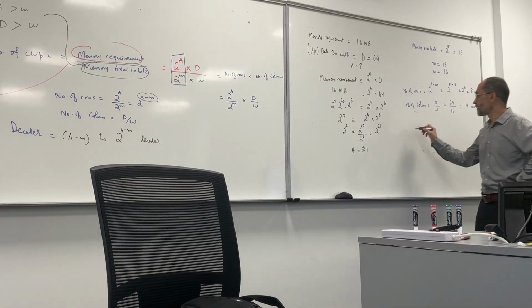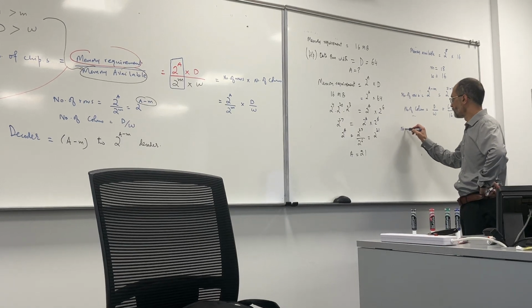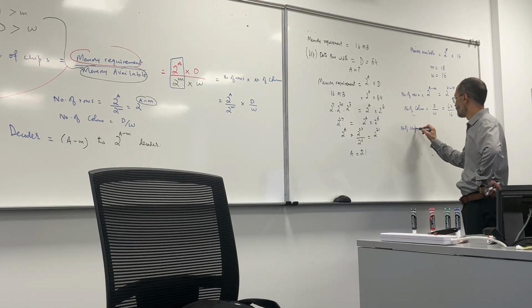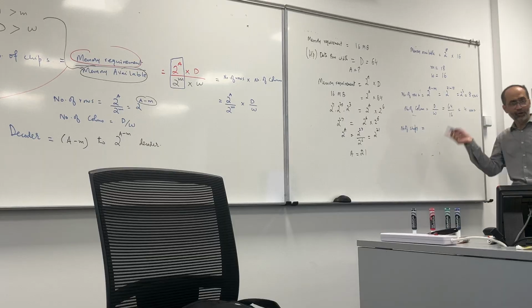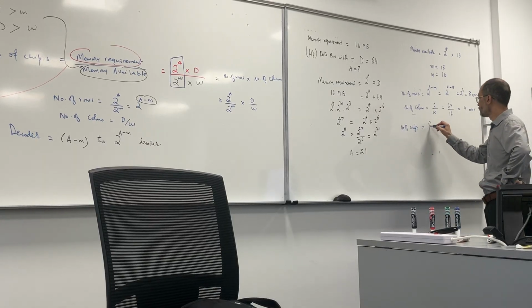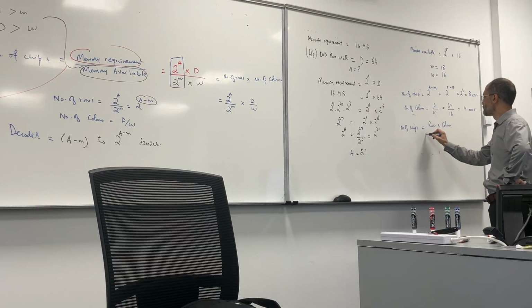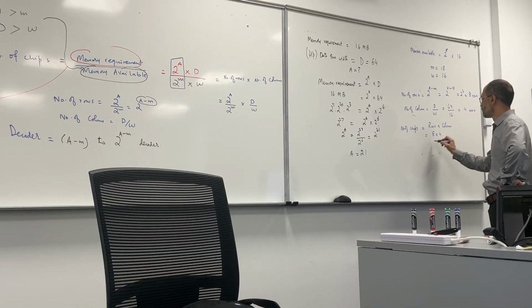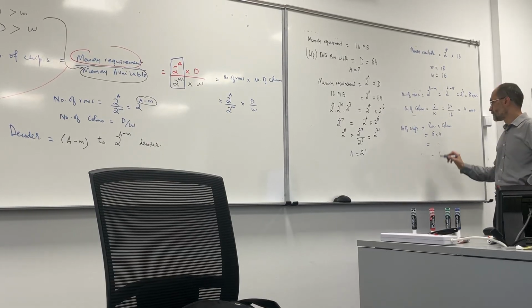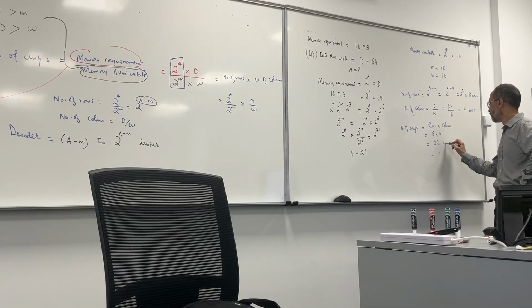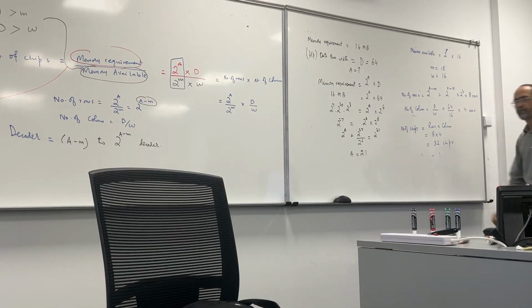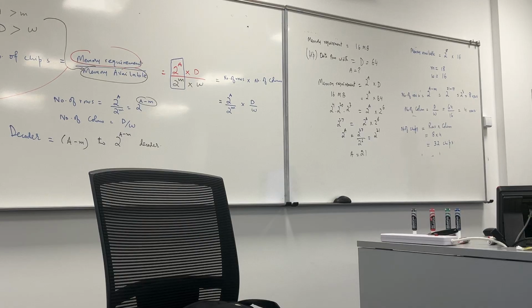How many chips are required? We have 8 rows, so number of rows multiplied by columns, which is 8 multiplied by 4. How many chips are required? 32 chips are required. Any question? Now we require 32 chips.